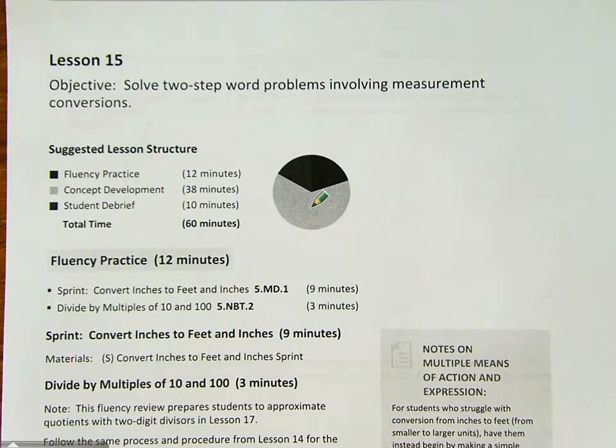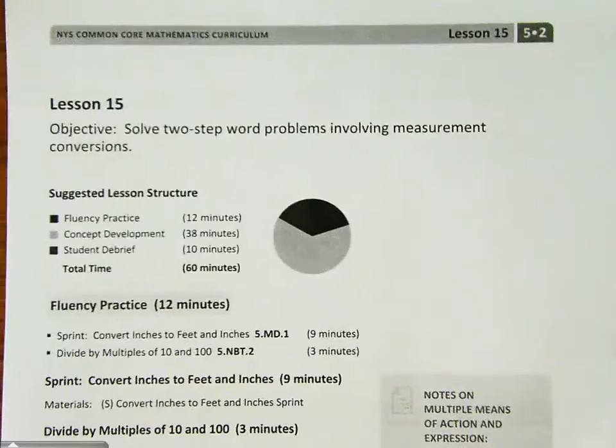Hello everyone, this is Mr. Kissinger, and today we are on 5th grade math module 2 lesson 15. We're going to be solving two-step word problems involving measurement conversions. So we're going to be taking the measurement conversion techniques that we learned in lessons 13 and 14, and we are going to be solving word problems with them. So let's get started.